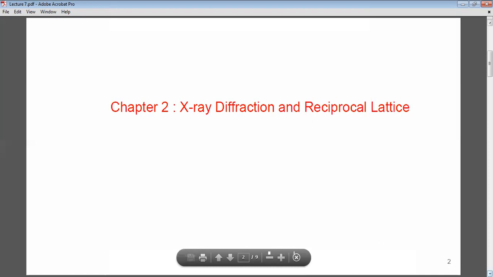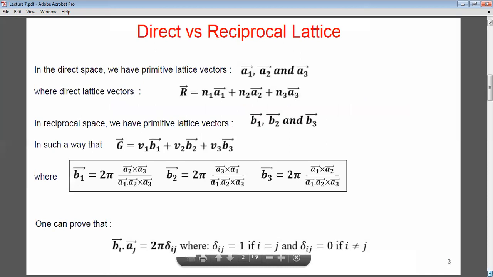So let me start with reciprocal space. Every lattice, so what we learned so far is what we will be calling from now on direct lattice. Okay, so a direct lattice is a lattice that has primitive lattice vectors A1, A2, and A3, where we can reach any point in the lattice by vector R, which is an integer number multiplied by these primitive lattice vectors. So from now on, this space, we will be calling it direct space, okay?